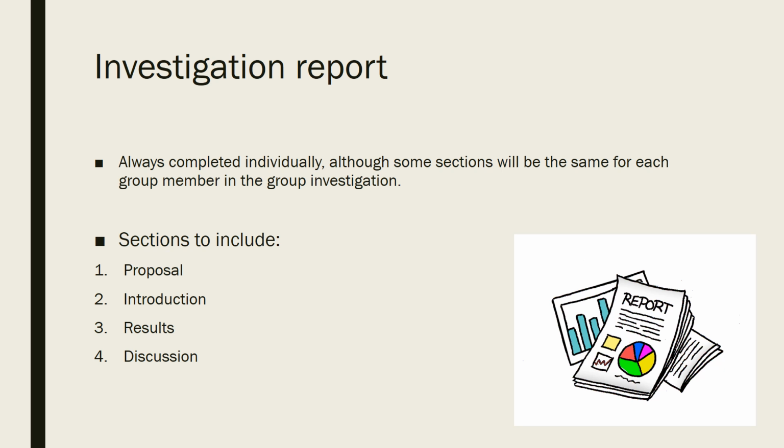Okay, so we've conducted the investigation, you've chosen your research question, your proposal's been drafted and approved, and you've analysed the data. So now it's time to write your investigation report. This part, which is the 1500 word limit, is always completed individually. So while in the group investigation some of these sections will be the same for each team member, specifically the proposal and the results, the remainder of the investigation report, the introduction and the discussion, which is the bulk of your report, are to be completed individually. In the individual investigation, of course, all 4 of these sections have been done individually.